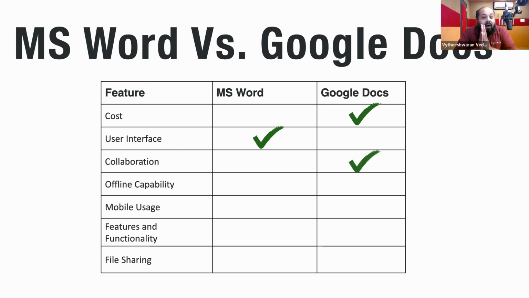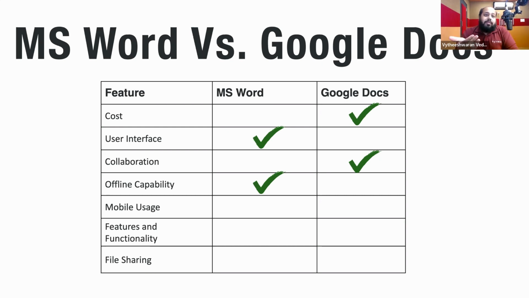But when it comes to offline capability, Microsoft Word is straight up the winner, because Google Docs is a cloud based application, so you will definitely need internet to use Google Docs, whereas that is not necessarily the case for Microsoft Word. Especially when you are traveling and you don't have access to a stable internet connection, then Google Docs might be an issue. Whereas if it is Microsoft Word, you can still go ahead and use the offline version of the tool and you will still be able to work on your documents.